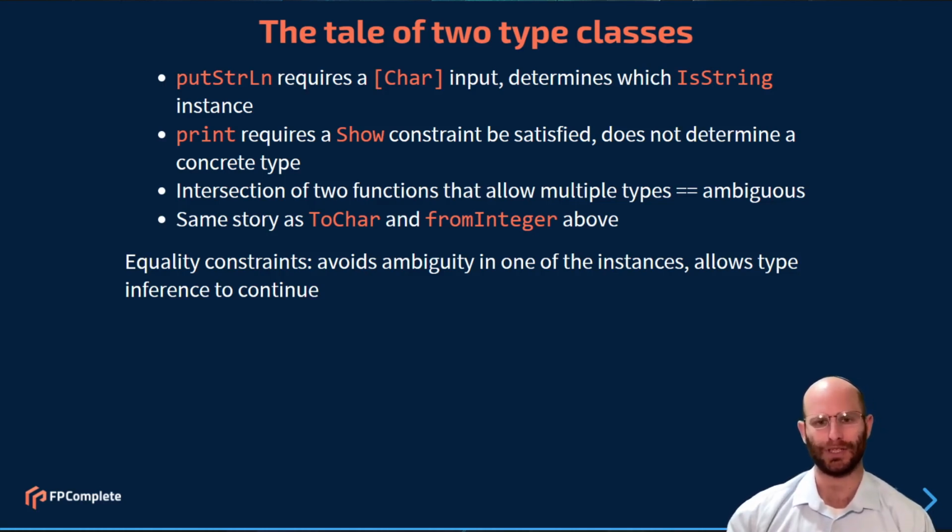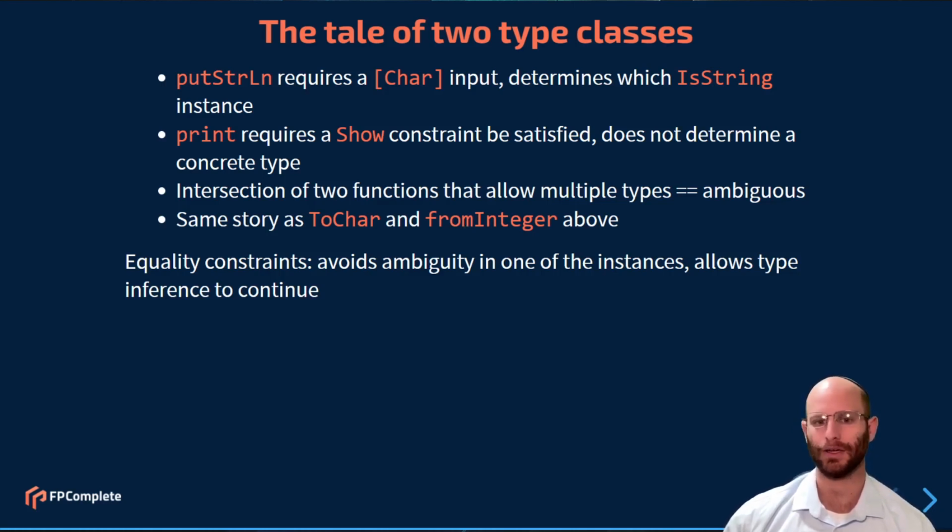And when you put those two things together, you now run into a completely ambiguous type, because lots of different types can fit that. String is one possibility, but Text or ByteString are two other possibilities. The compiler doesn't know what you mean to do, and therefore it gives up. And this is exactly the same story we had before of toChar and fromInteger combining together to give the compiler some ambiguity about what it's trying to do.